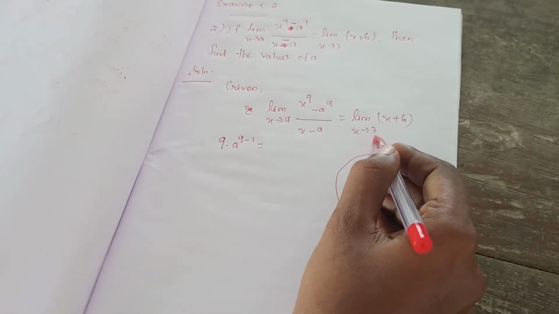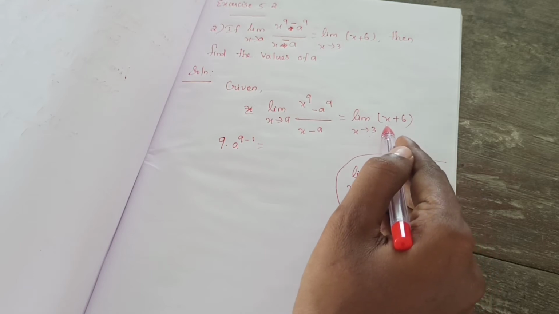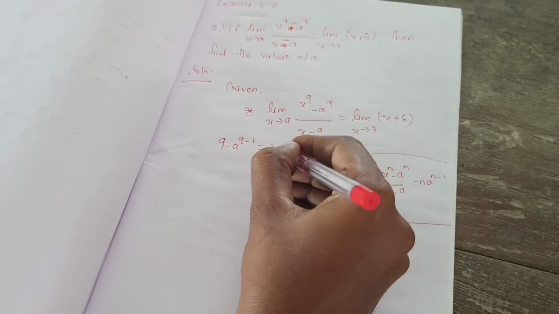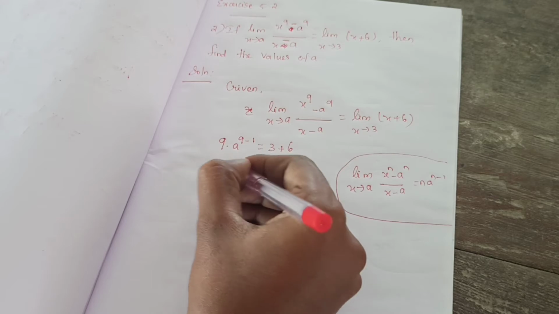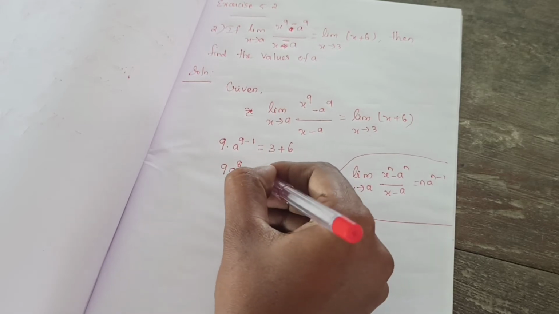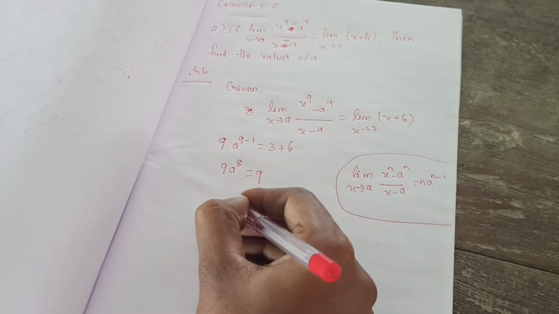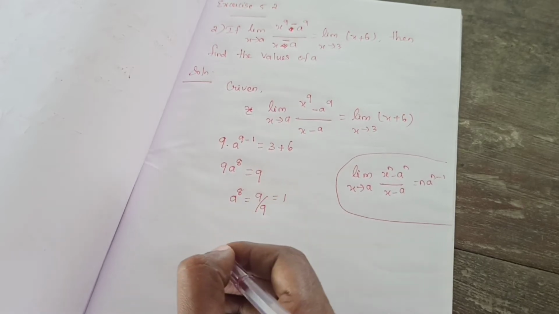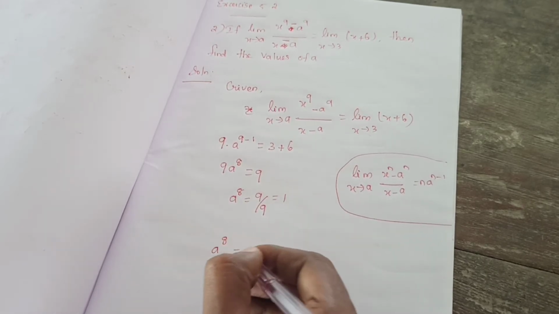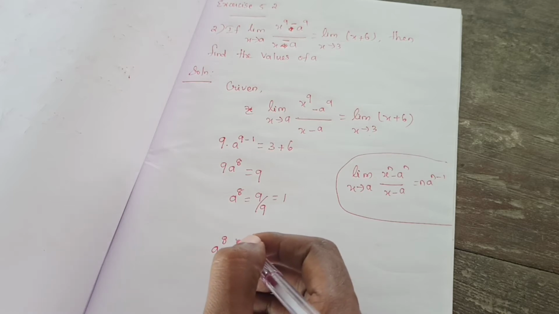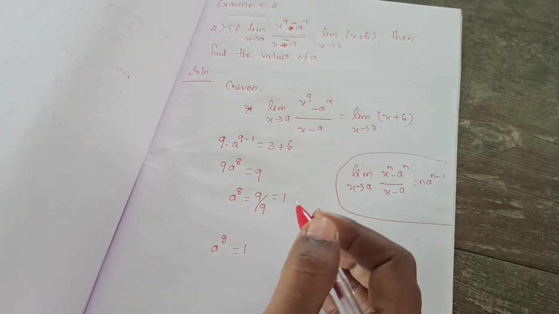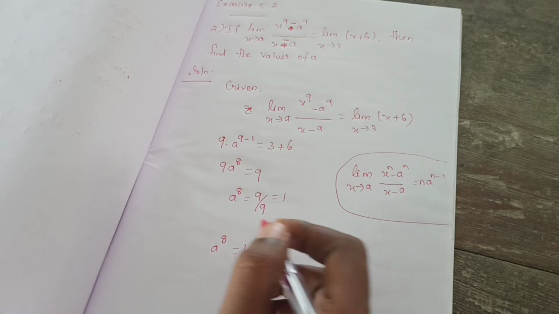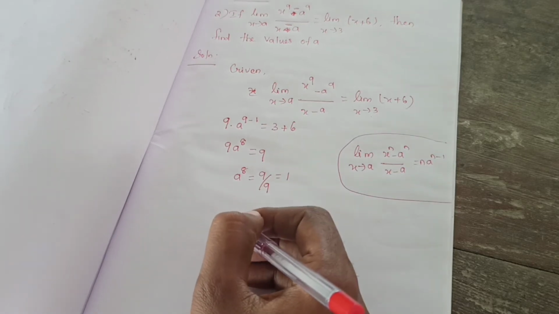So here x tends to 3. So in the place of x what do you need to substitute? 3. So 3 plus 6. Okay. So 9 a power 8 is equal to 9. So what will happen? a power 8 is equal to 9 by 9 equal to 1. So a power 8 is equal to 1, what's the value we'll get for a? Plus or minus 1? It's an even power, is it right?